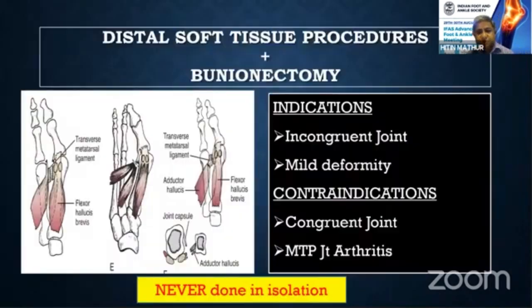The distal soft tissue procedures are usually indicated for an incongruent joint, and they involve releasing the structures on the lateral side of the joint and tightening the structures on the medial side of the joint. It is important to remember here that they're never done in isolation and should always be combined with an osteotomy to prevent the recurrence of the deformity.